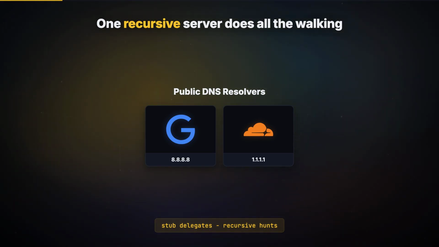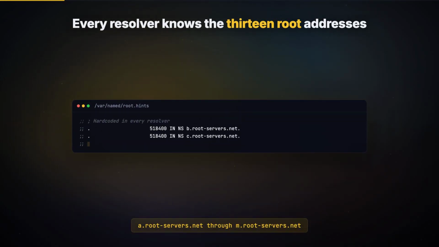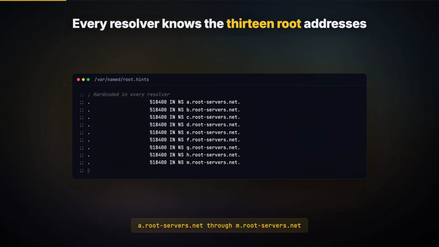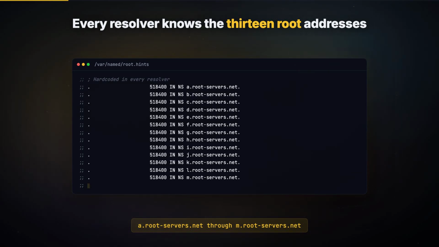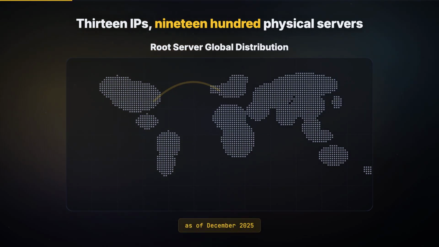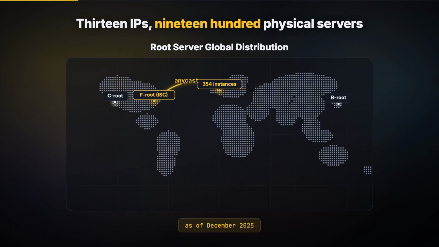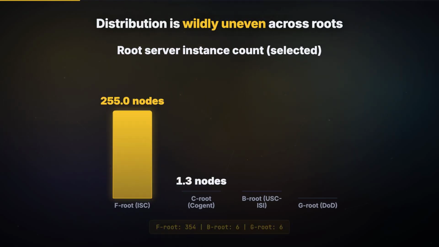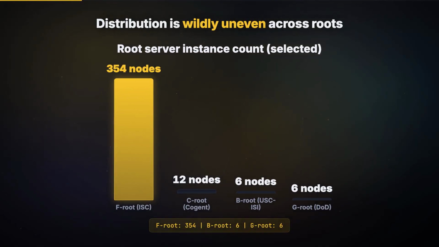knows the answer. Every DNS resolver on the planet ships with a hard-coded list of 13 root server IP addresses. Not 13 machines, 13 names. Behind those 13 IP addresses sit 1,900 actual server instances distributed across 6 continents using Anycast routing. F-root operates 354 instances. B-root and G-root each run 6.